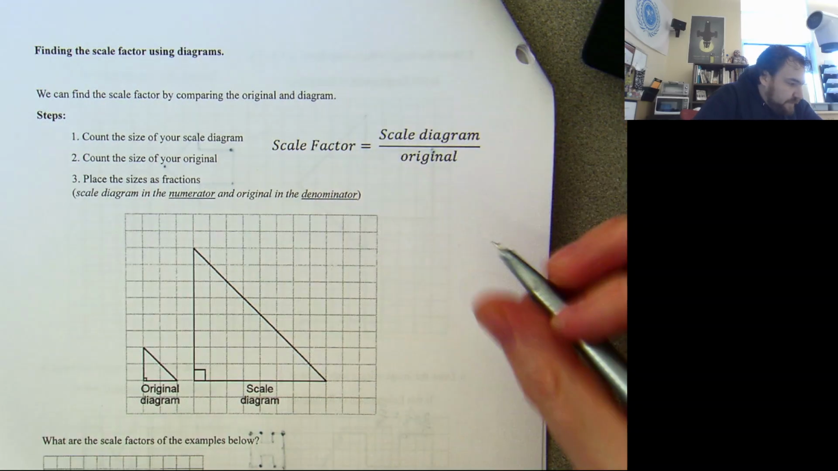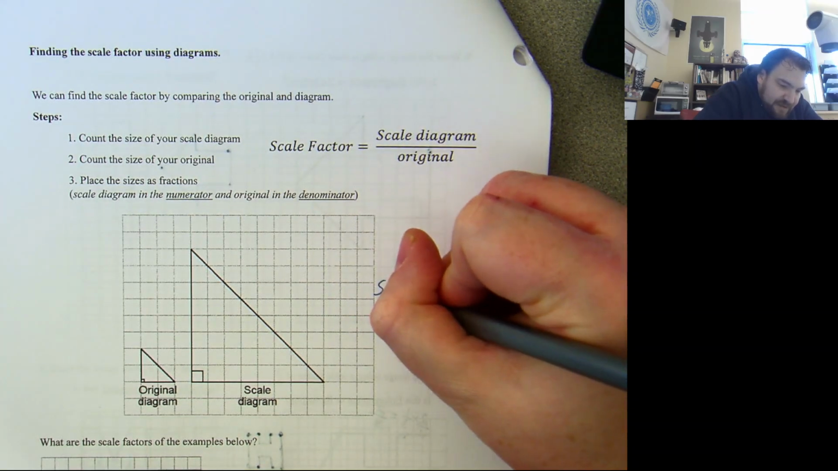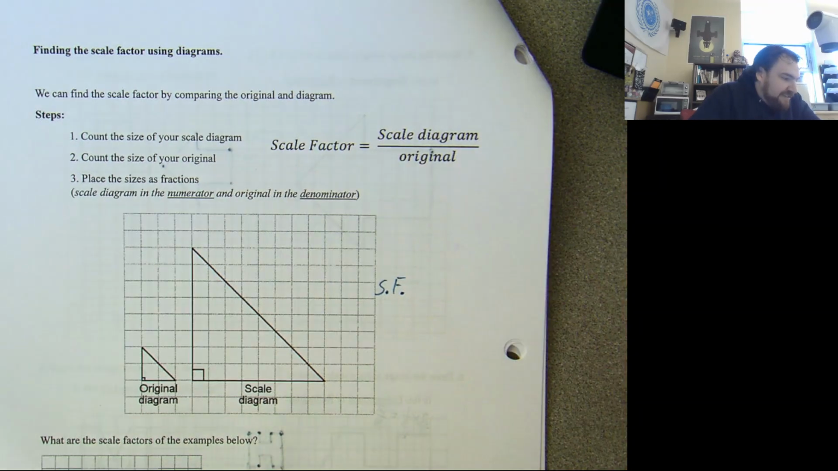So for all of these, I'm going to abbreviate the scale factor as SF.